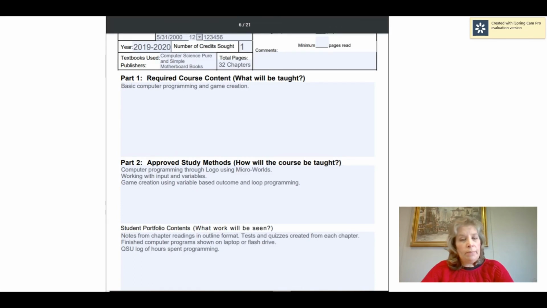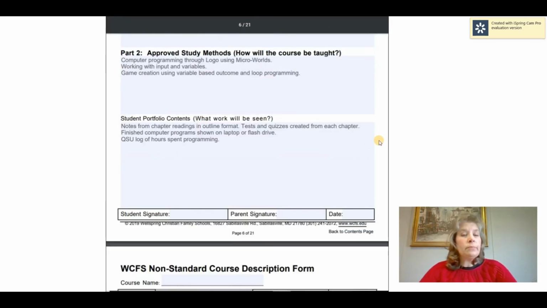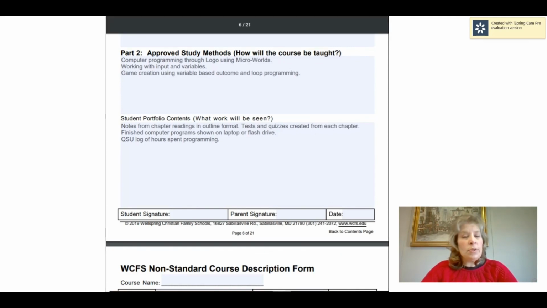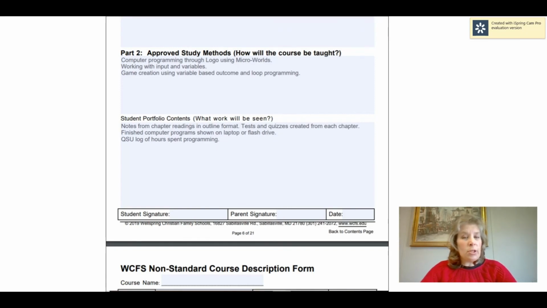loop programming. In his portfolio, he will demonstrate that he has completed this course with chapter notes from the readings in an outline format. Tests and quizzes will be created and taken from each chapter. There will be finished computer programs shown on either his laptop or brought in a flash drive to his review. And he will also have a QSU log of hours spent programming. And those are 2 examples of a non-standard course description form.